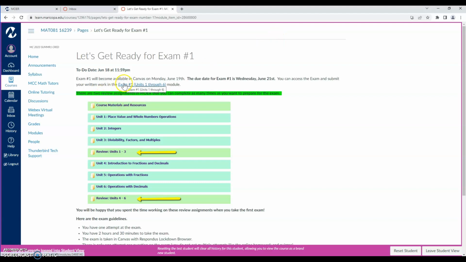The exam covers units 1 through 6. To prepare for the exam, there are 2 review assignments that I suggest you work on as many times as you want. There is a review for units 1 through 3, and then a review for units 4 through 6. Those problems will be similar to the problems you saw in the homework, but it'll give you a chance to revisit them and to try to complete them without using your notes or other resources.